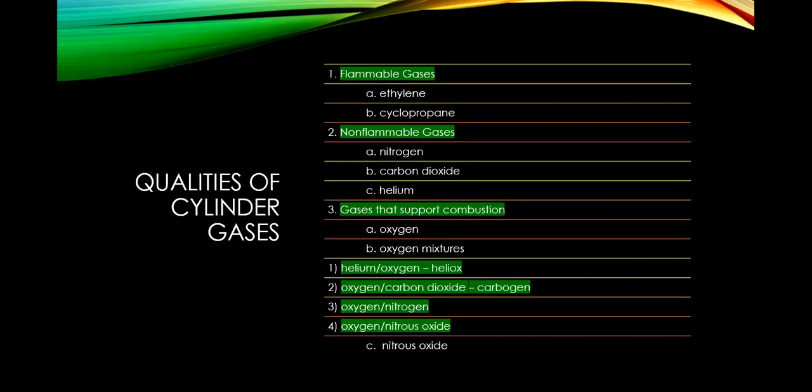What are the qualities of cylinder gases? Well, we have some that are flammable, which will be ethylene and cyclopropane. Those are flammable. Then you have some non-flammables: nitrogen, carbon dioxide, and helium. Those are all non-flammable. Then you have gases that support combustion.